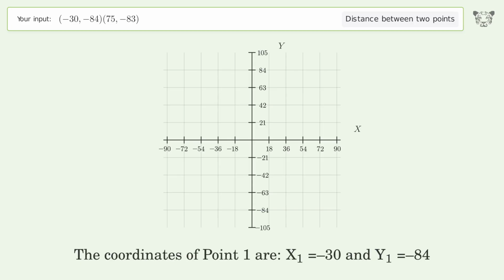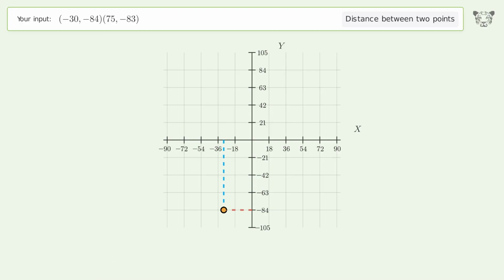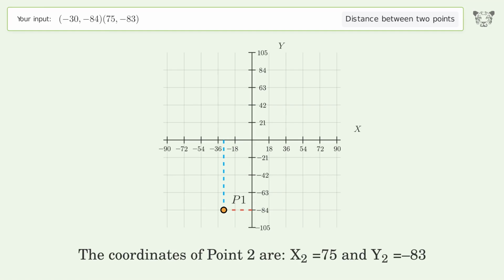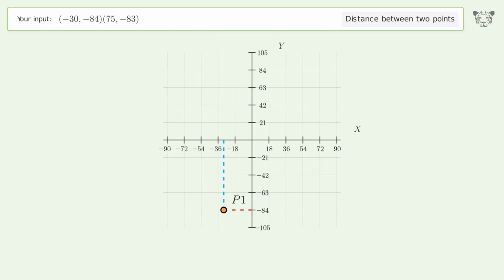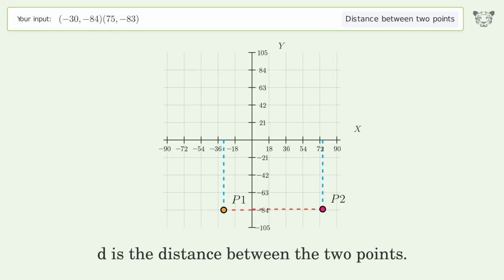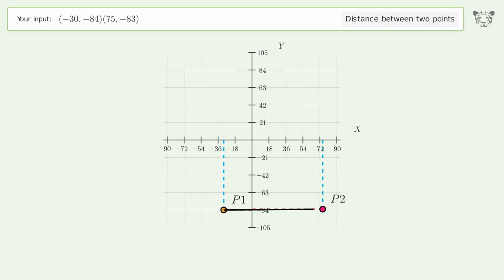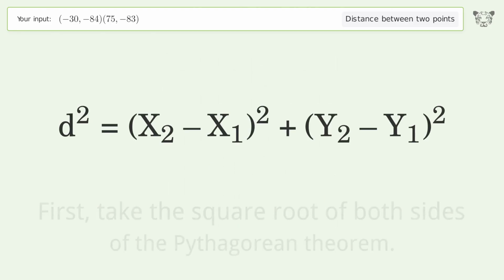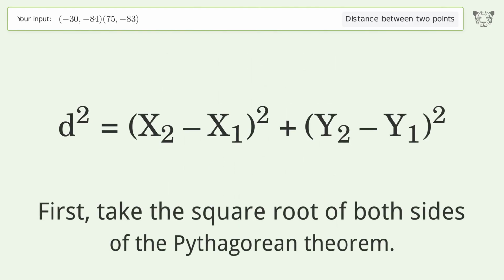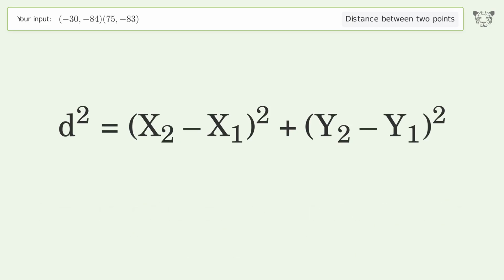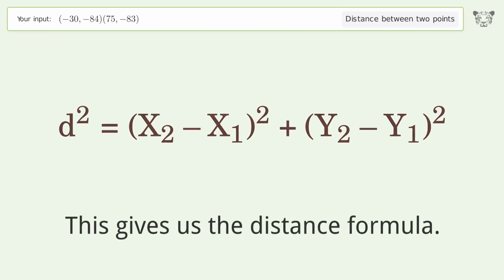The coordinates of point 1 are x1 equals -30 and y1 equals -84. The coordinates of point 2 are x2 equals 75 and y2 equals -83. D is the distance between the 2 points. First, take the square root of both sides of the Pythagorean theorem. This gives us the distance formula.